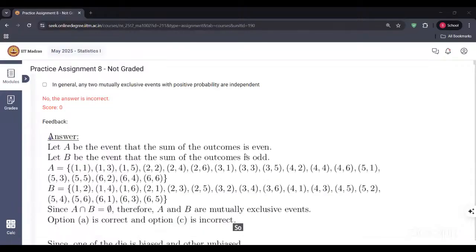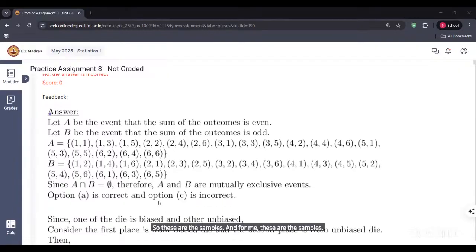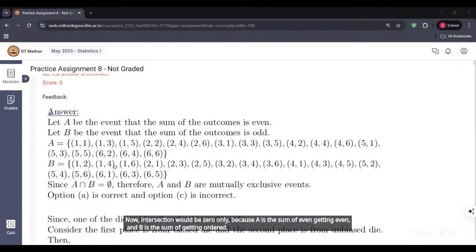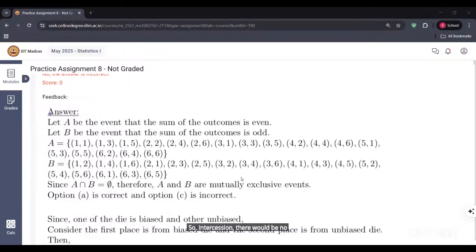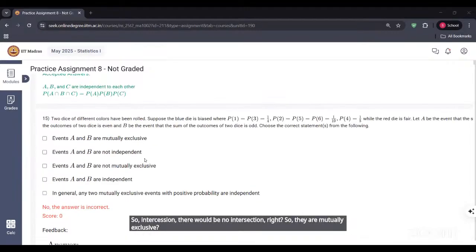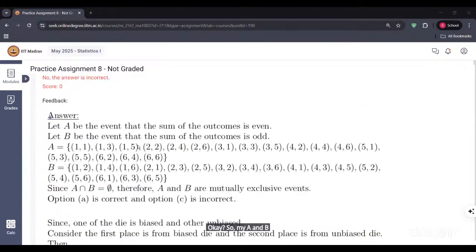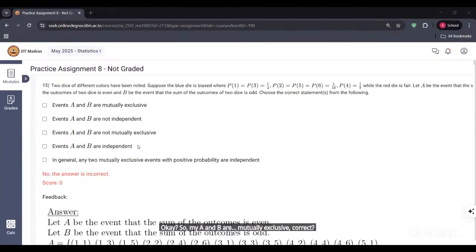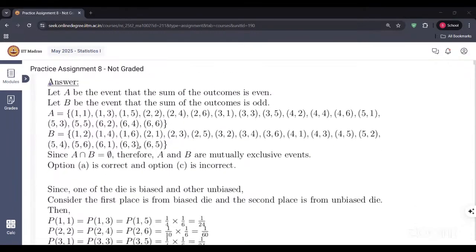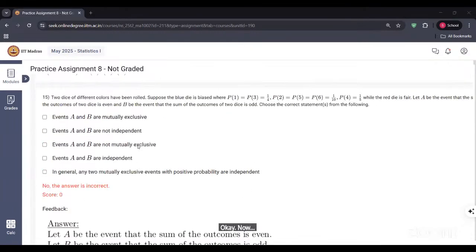So A is the event that the sum is even, B is the event that the sum is odd. So what are the chances that the sample space for A is even? So these are the samples for A, and for B, these are the samples. Now, the intersection would be zero only because A is the sum being even and B is the sum being odd. So there would be no intersection, right? So they are mutually exclusive, correct? So my A and B are mutually exclusive, correct? Yes. Understood.